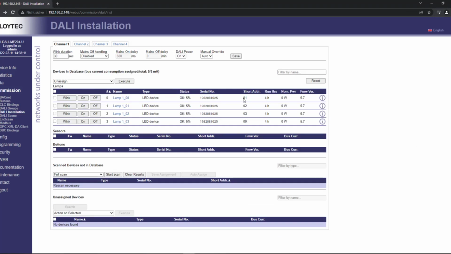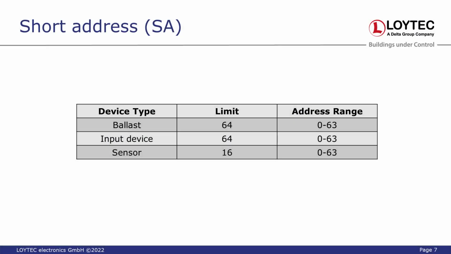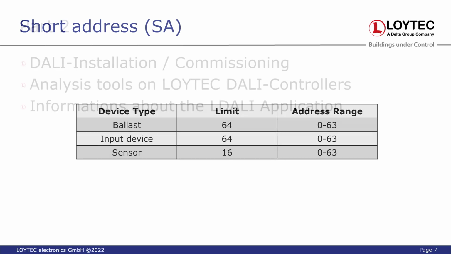DALI short addresses are 6-bit long. This means they can be configured in a range from 0 to 63. In the following table you'll see the limitations and address ranges of each device type on our DALI controller.